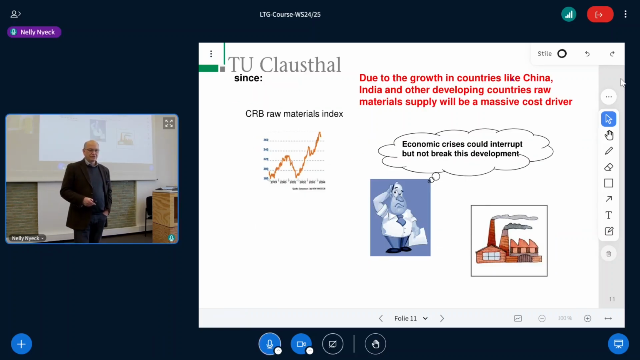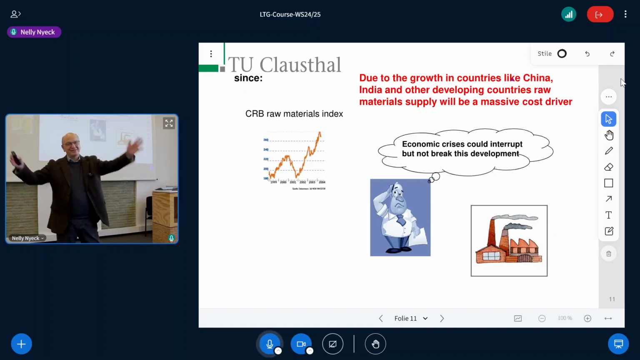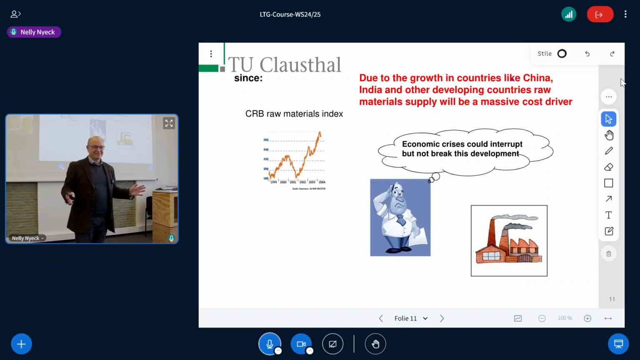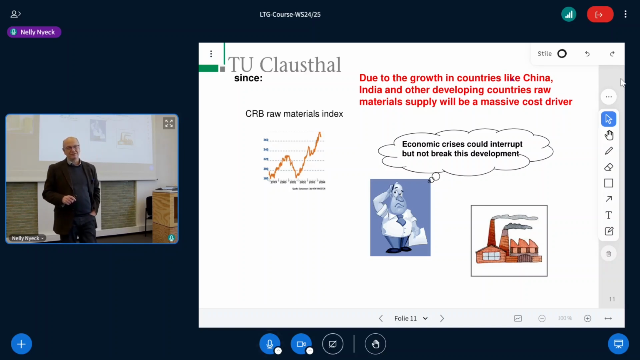Well, due to the growth in countries like China, India, and other developing countries, well, actually, developing countries is the wrong name. It's still called like that, but it's meanwhile, I'd say, the countries of the future. Because if you go to these countries, and I just came back from Brazil, and if you see what happens there, it's very clear. It's just a question of time until they will be ahead of us in many things. And it's the same in many, many countries of the so-called Global South. They are really good on the way. But due to the growth in these countries, raw material supply will be a massive cost driver.